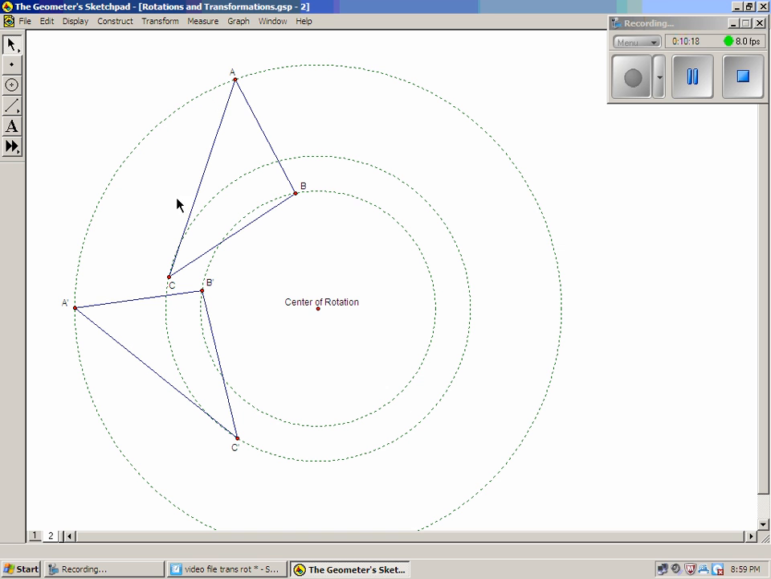Because I can draw a unique circle for each point with its center at the center of rotation, I also know that a rotation preserves angle and preserves distance. Therefore, triangle A prime, B prime, C prime will be congruent to triangle ABC. My justification is because of this idea of circles. Make sure you connect with that idea of circles. If you need to replay it a little bit, please do so.